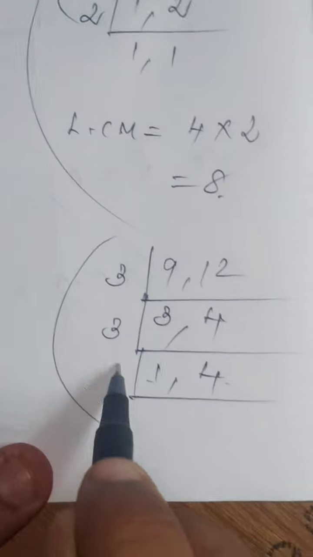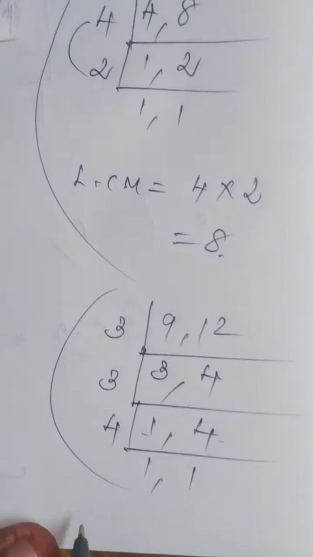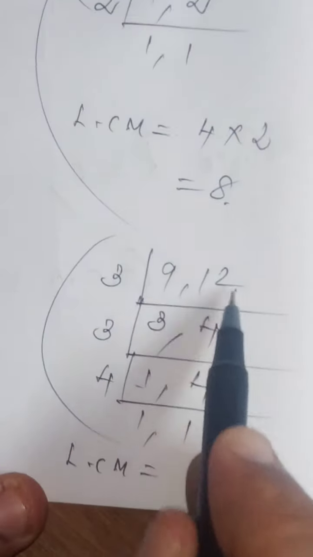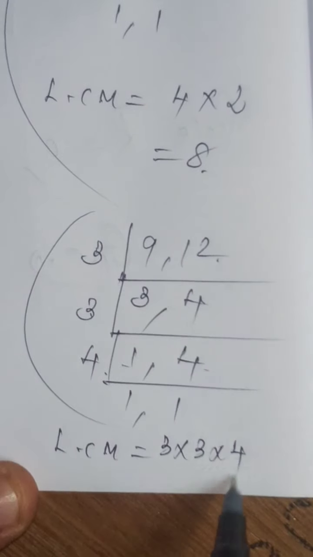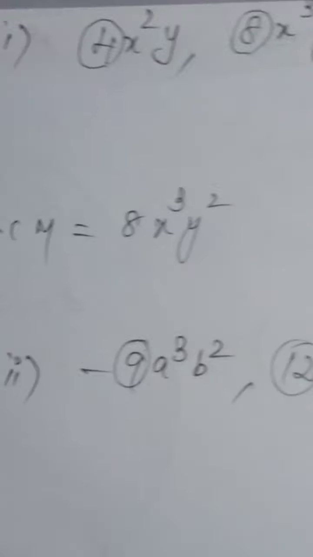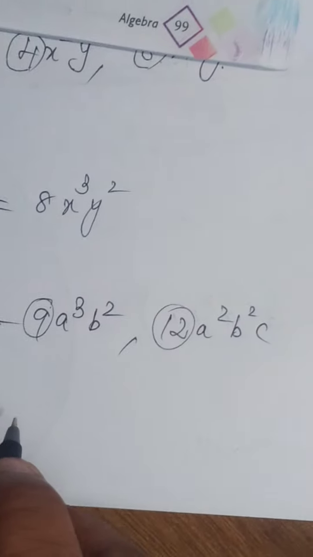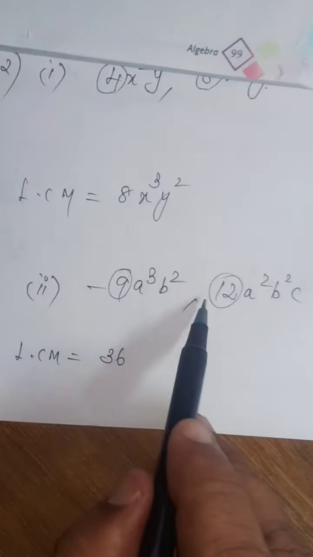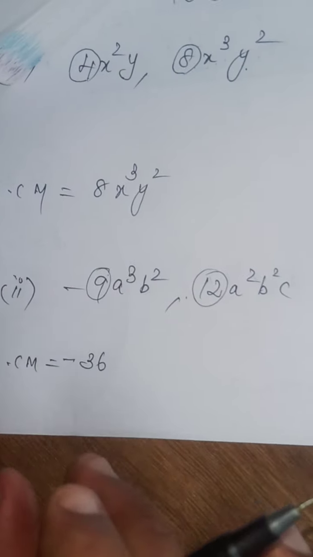Since we have 1 and 4, can go for 4, 1 1, 4 ones are 4. The LCM for 9 and 12 is 3 into 3 into 4. 3 3s are 9, 9 4s are 36. Listen carefully. LCM equals, first write this 36. Then here minus, even though there is no minus over here, that should be included. So that means minus 36.